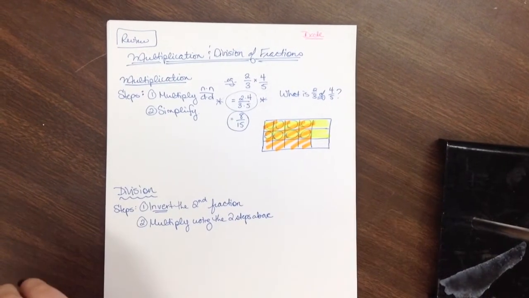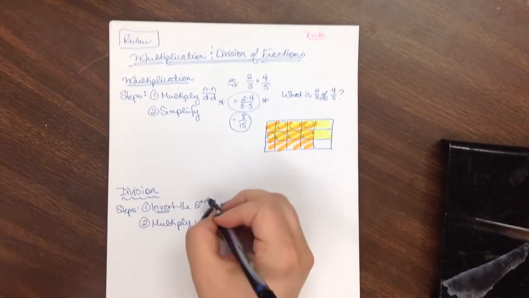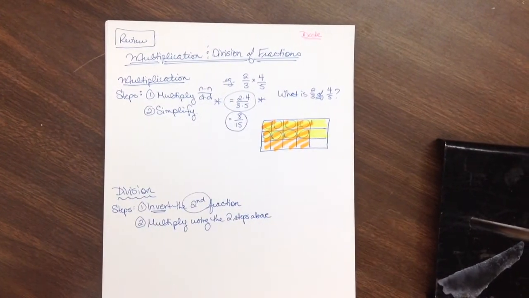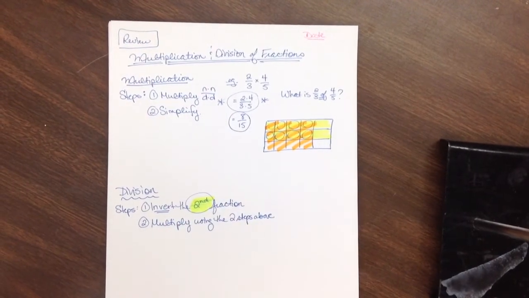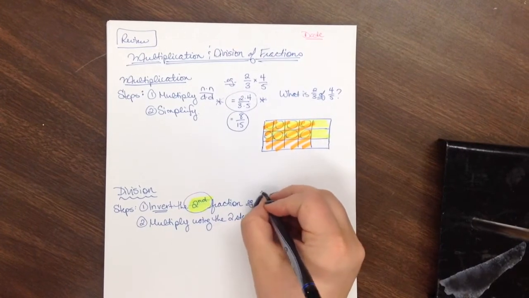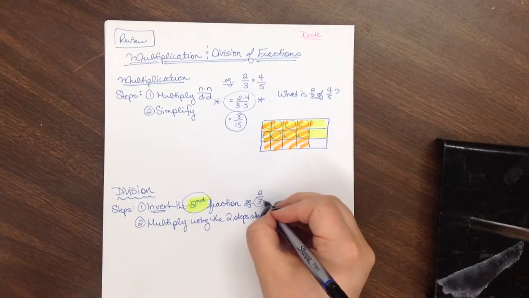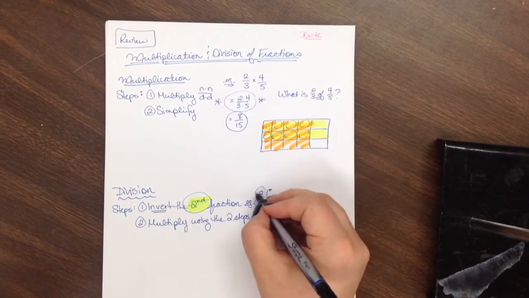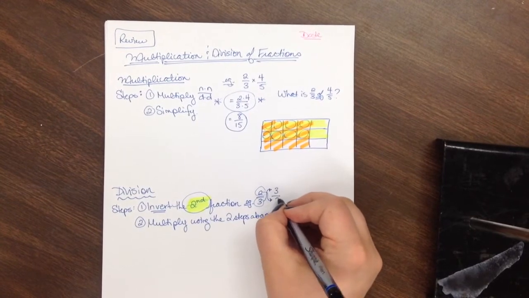Okay, let's look at division. My first step for division is I need to invert the second fraction. It's very important that you only ever invert the second fraction. Okay, so inversions of fractions, say I had 2/3. So to invert this, my denominator becomes my new numerator, and my numerator becomes my new denominator. So I end up with 3/2.